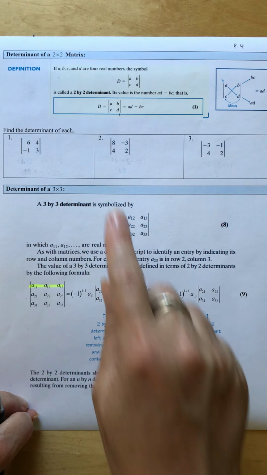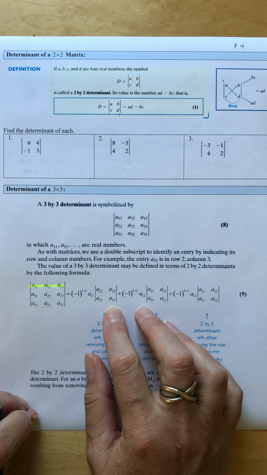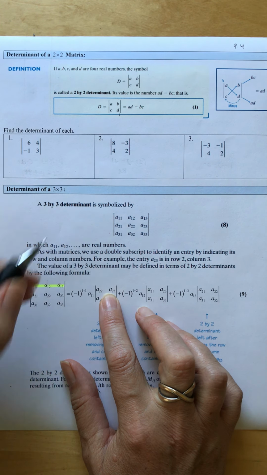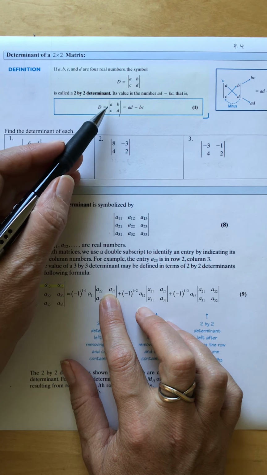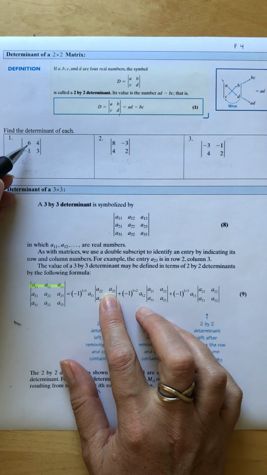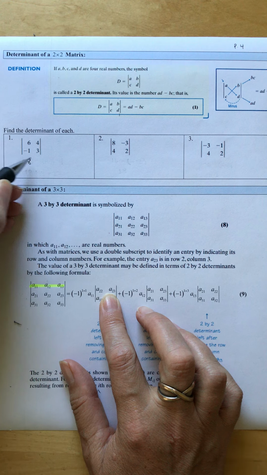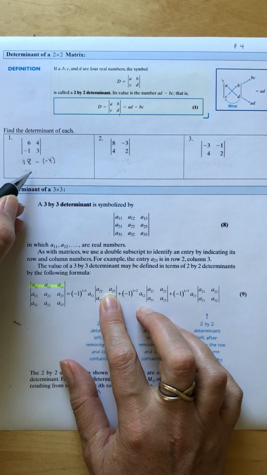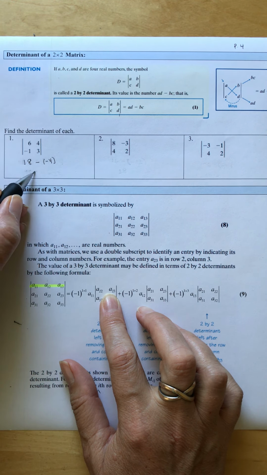So first thing we're going to do is look at the determinant of a 2 by 2 matrix, which is a nice quick calculation. You just take the diagonals and multiply them and subtract them. So you start with the upper left and multiply by the lower right. So 6 times 3 is 18, and then subtract 4 times -1 is -4, and so the value of the determinant for this matrix is 22.